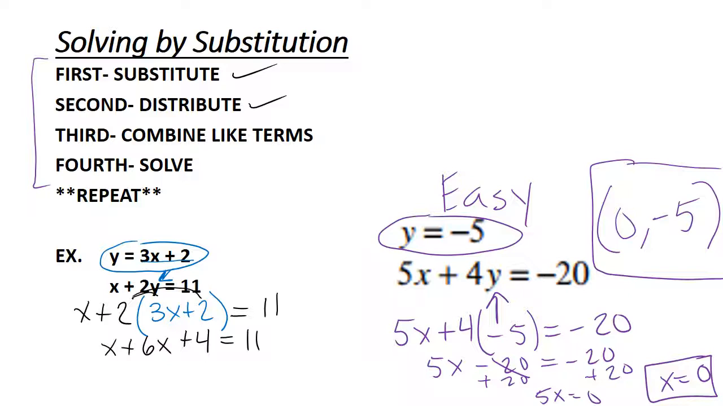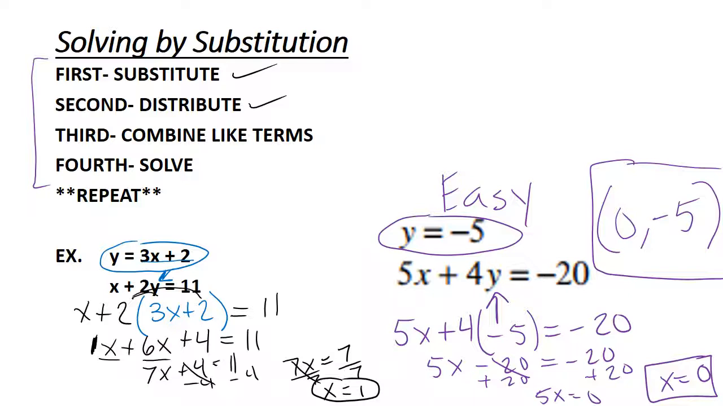The third step is to combine like terms. Now I know two things are like terms if they have the same variable or they both don't have a variable. So in this case, x and 6x are like terms. They both have the variable x. So there's a secret 1 in front of this x, so I'm really going to add to get 7x plus 4 equals 11. Two-step equation again, so I subtract 4, so I get 7x equals 7, divide by 7, and x is 1.